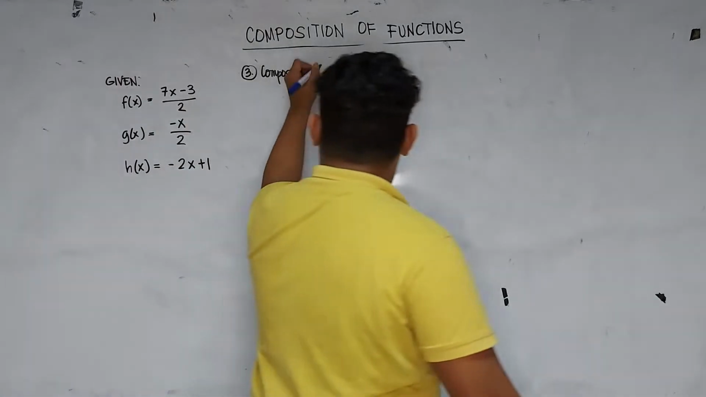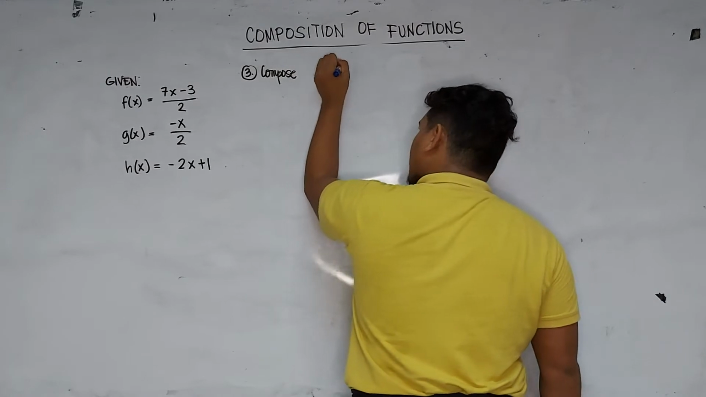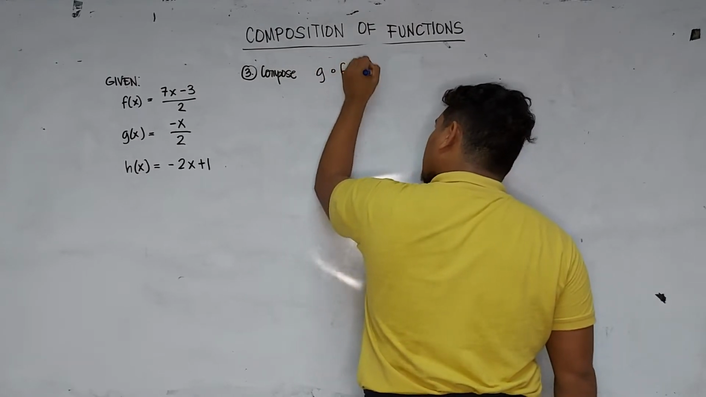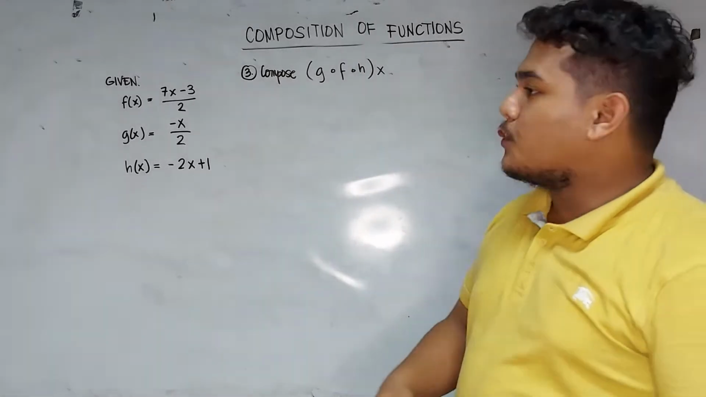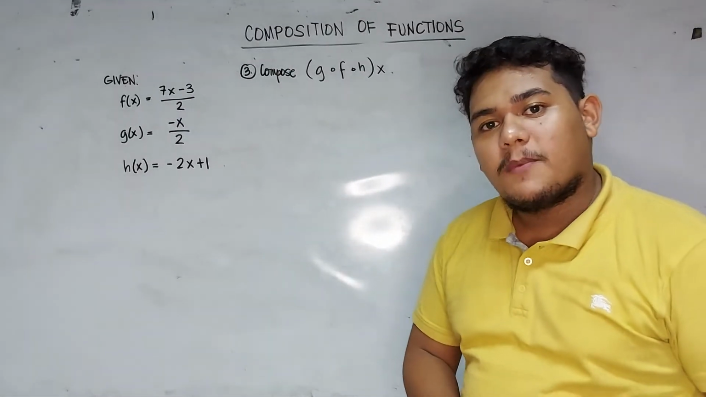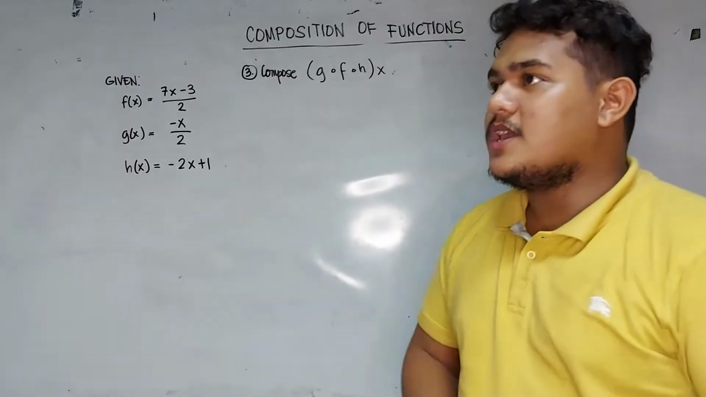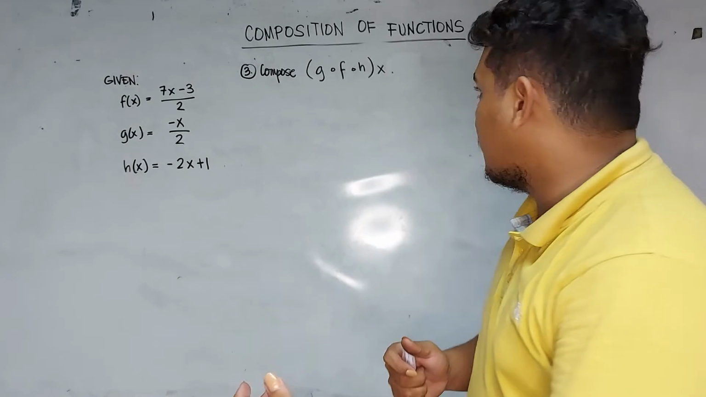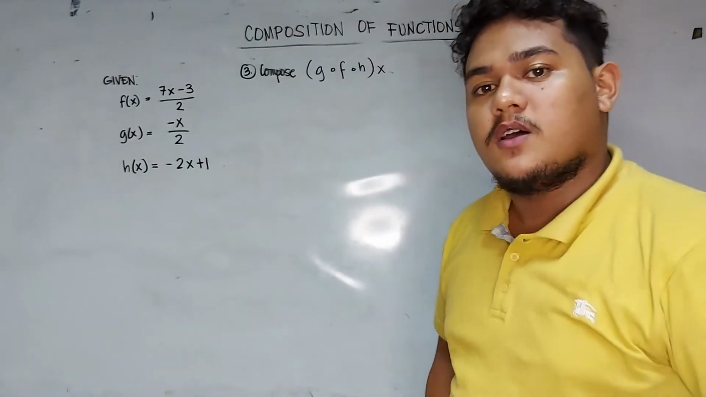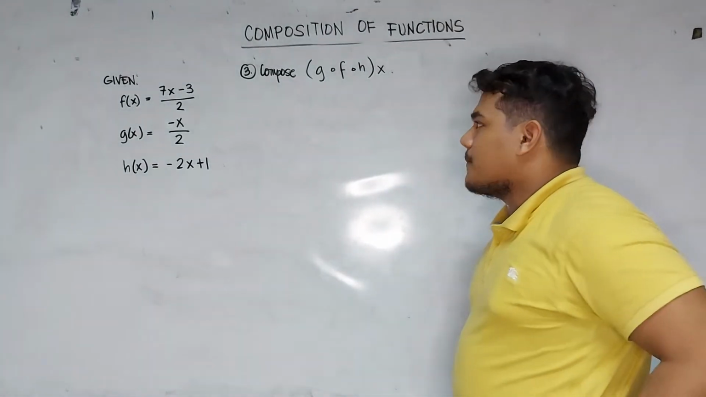G of f of h of x. I'm sure if you don't know the topic, you would read this as "GOFO." But no, it's read as G of f of h of x, or G is composed of f that is composed of h of x. So what do we do first?